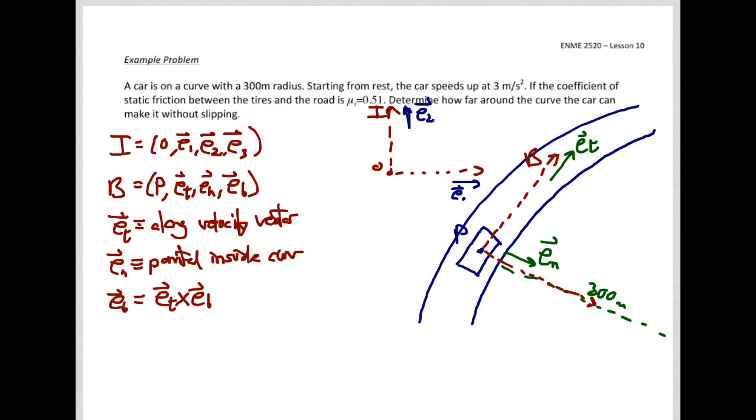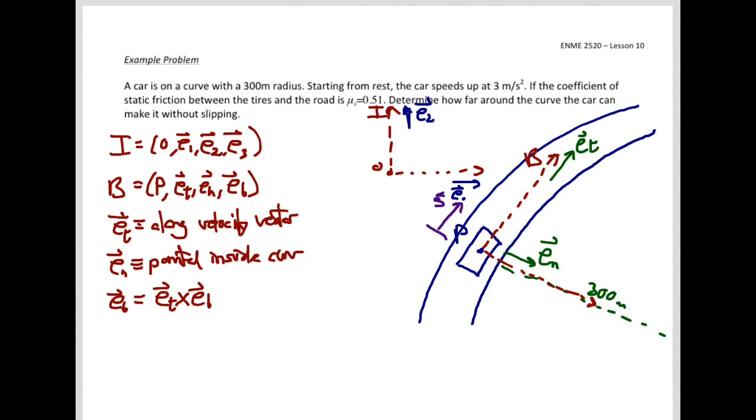Alright, so as we look at this problem, we see that we're going to solve for how far around the curve the car can make it without slipping. So that means we need to put in an actual path coordinate in this case. So let's put in the coordinate s, starting from this initial position.